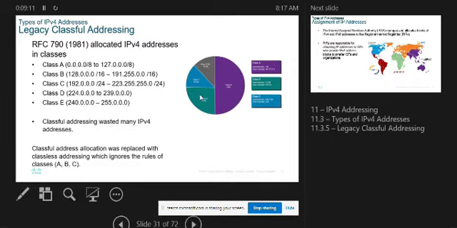As you see down at the bottom, classful address allocation was replaced with classless addressing, which ignores the rules of the A, B, and C. Classful addresses wasted many of the IP addresses. Everybody good with class A, B, C?